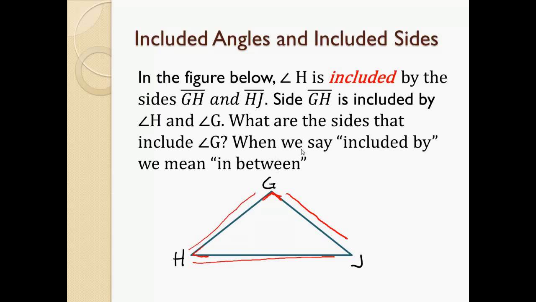So if you haven't figured it out by now, when we say included by, what we mean is in between. So angle H is in between segment HG and segment HJ. So whenever it's included by, we mean in between. Okay, and it's important to understand that because we're going to be using the word included by rather than in between.